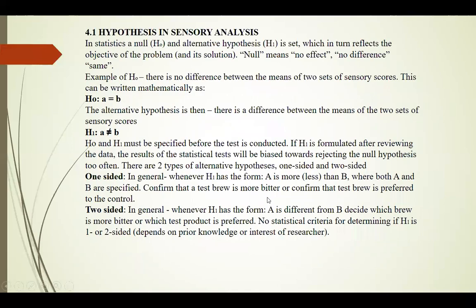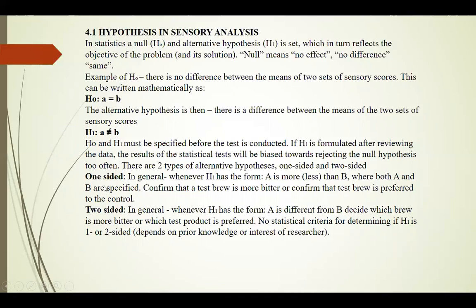Next, hypotheses in sensory analysis. In statistics a null and an alternative hypothesis are set, which in turn reflect the objective of the problem and its solution. A null means no effect and no difference. It's the same. For example, there is no difference between the means of two sets of sensory scores. This can be written mathematically as A is like B.